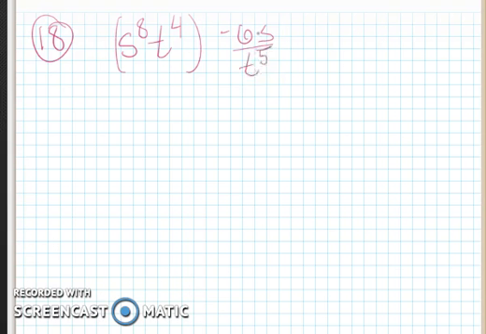Well, essentially what's going to happen here is I'm going to basically put this over 1, and I'm going to multiply straight across. This is going to become negative 6, goes in front. s times s to the 8th, they're going to add to make s to the 9th. Then I'm going to get t to the 4th, and on the bottom I'm going to get t to the 5th. I got to simplify this.